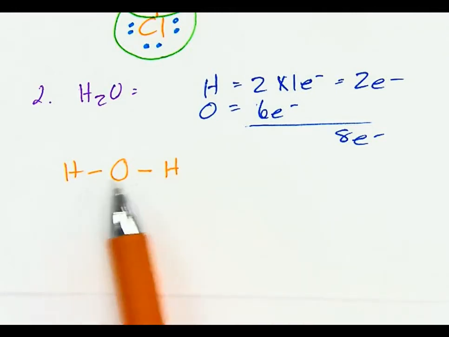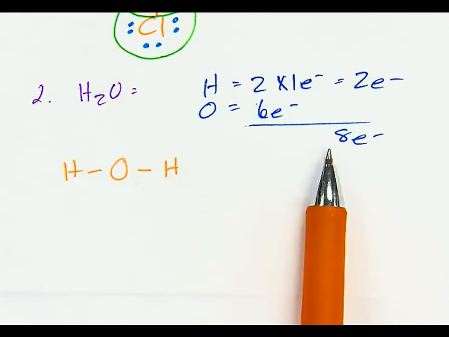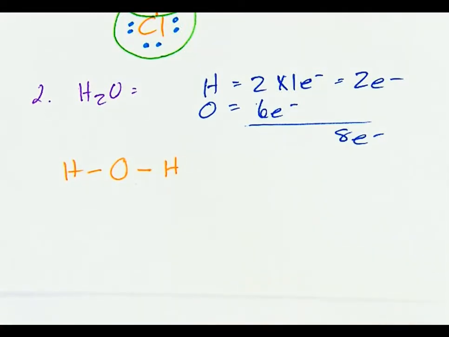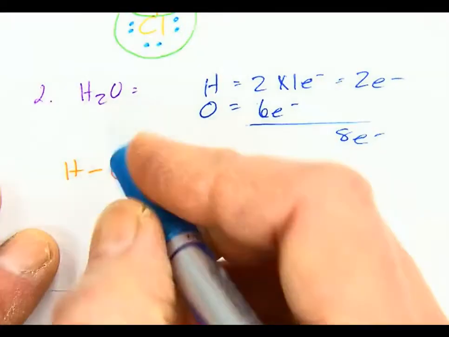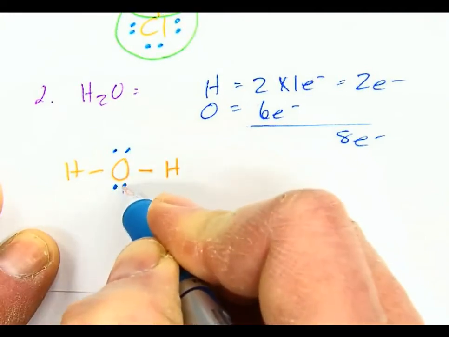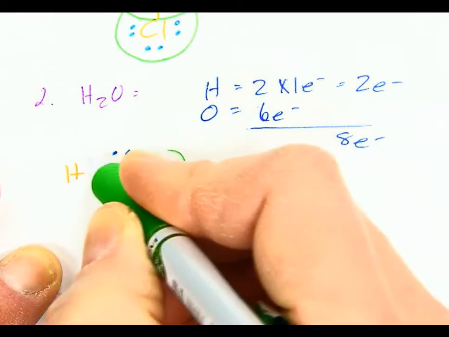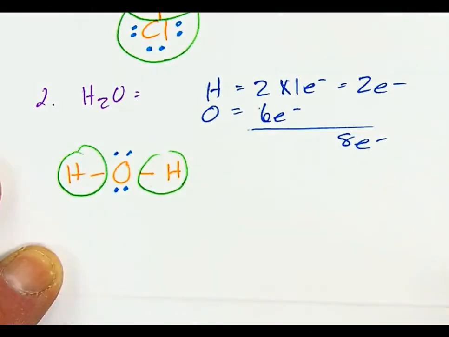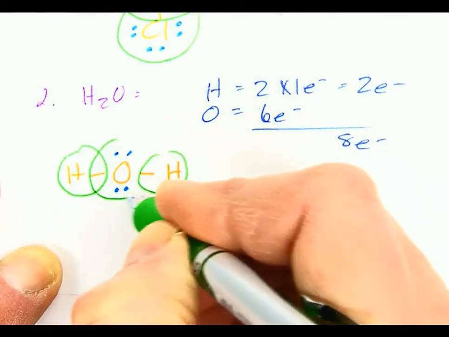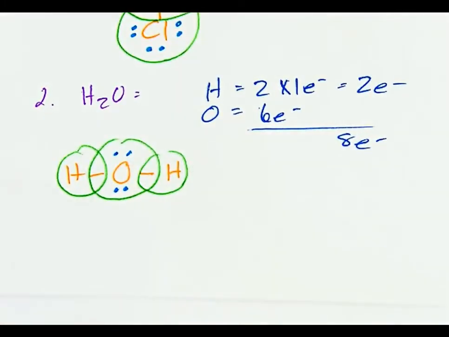But I counted up to 2, 4. I have to get rid of 4 more electrons to get up to 8. And so what do I do? Just put them here. And so how does this work? Hydrogen has its 2, so it has satisfied the duet rule. And then oxygen has its 8, and so it has satisfied the octet rule. Okay? So that's the basic idea.